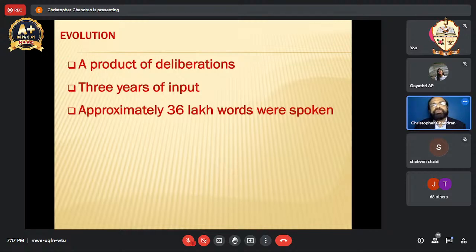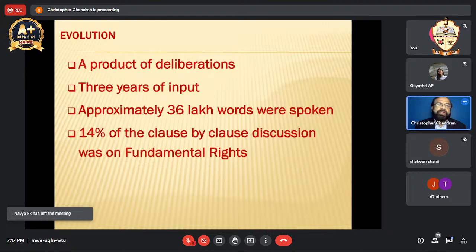Approximately, if you go into the Constituent Assembly debates, you will find 36 lakh words were spoken before we wrote the Constitution. Especially 14% of the discussion among those 36 lakh words concentrated on the fundamental rights for you and me. Of the 395 articles in the Indian Constitution, only about articles 14 to 32 talk about fundamental rights. But for these few articles, 14% of the deliberations were on protecting the individual freedom for you and me.